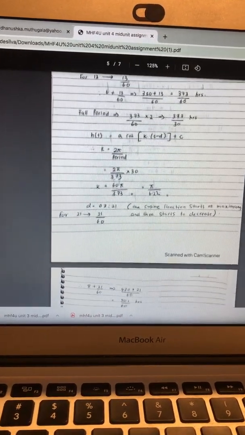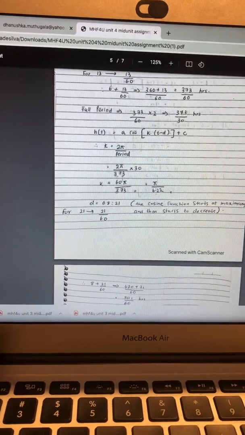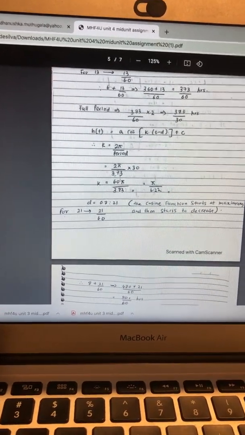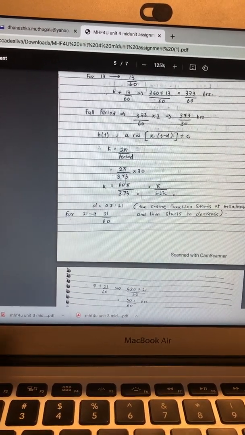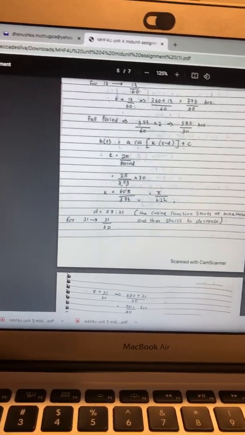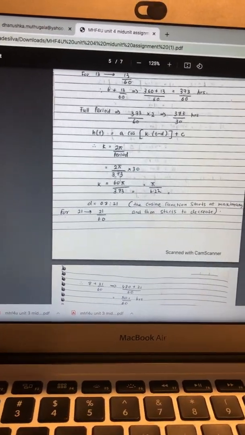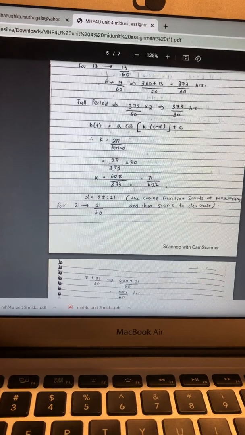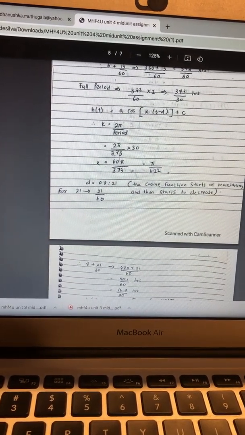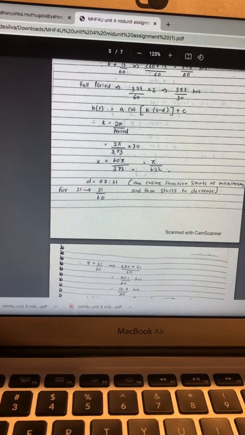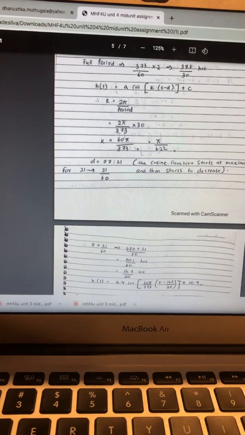So H(T) is going to be A cos bracket K(T minus D) closing bracket plus C. So therefore K is going to be 2 pi by period. So that is equal to 2 pi by 373 into 30. So K is equal to 60 pi by 373, which is pi by 6.22. So D is going to be 8.21, which is going to be the shift.